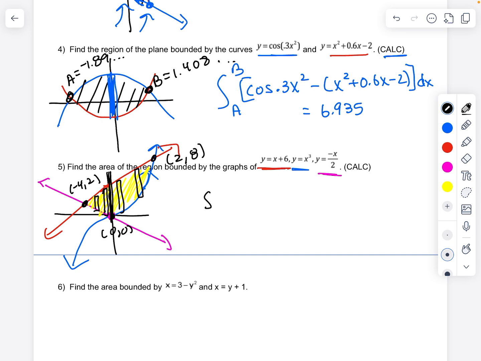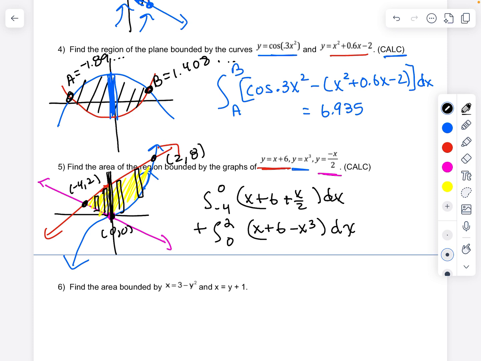So from negative 4 to 0, the height of the rectangle is the red minus the pink, which is minus negative x over 2. So that'll give you the area of the triangle. And then the other piece, notice we're going from 0 to 2. And the height of the rectangle is the red, which is the line, minus the cubic function. So that would be that area. And if you add them together, you get the final. So at this point, we're just going to practice doing the setup. Don't worry about the integration.